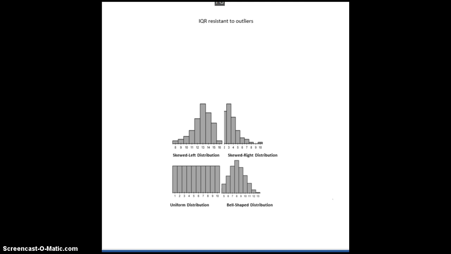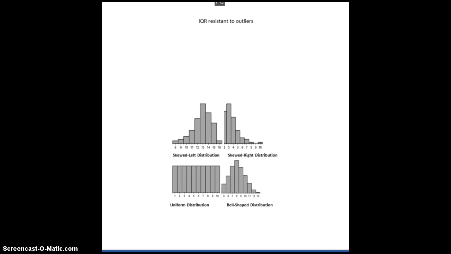Now, in this example down here, any point that lies either to the right of the upper fence or to the left of the lower fence is considered an outlier. We said the IQR is resistant to outliers.